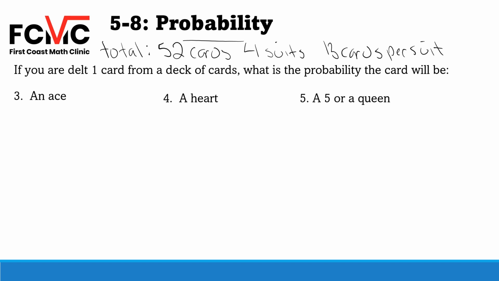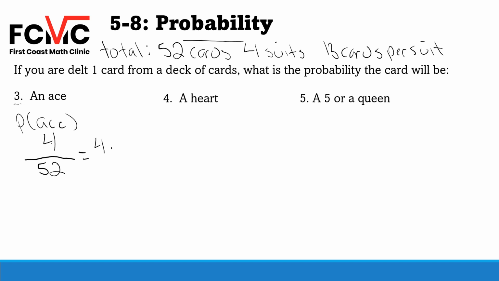So let's start with number 3. We want to figure out what's the probability of an ace. So probability of an ace. So we've got 52 total cards. Well, how many aces do we have? We only have 4 aces in the deck, so 4 out of 52.